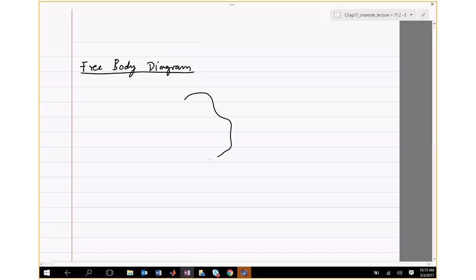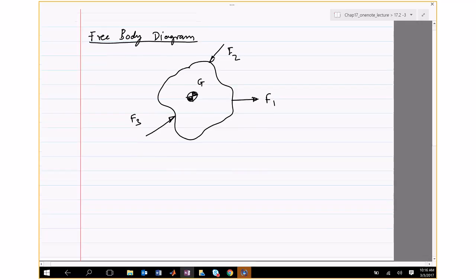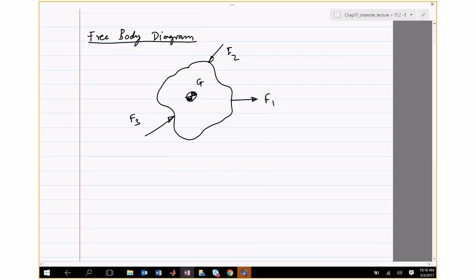Consider a rigid body, and the rigid body has, as we talked about last class, a center of mass. This is where you can think that the whole mass is concentrated. It's acted upon by external forces. Once we draw the free body diagram, then we get to write the equations of motion.